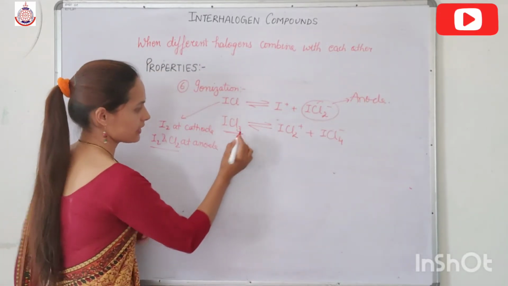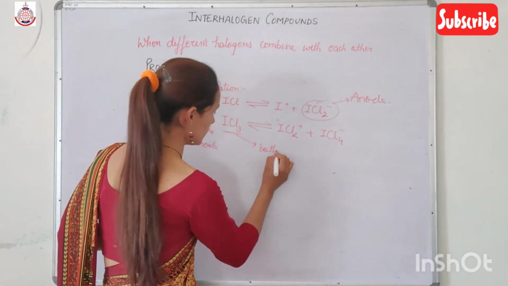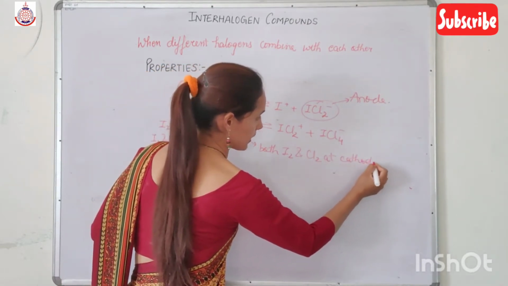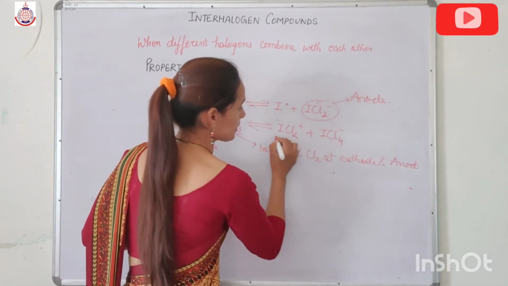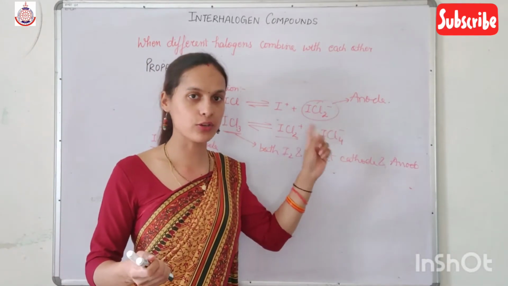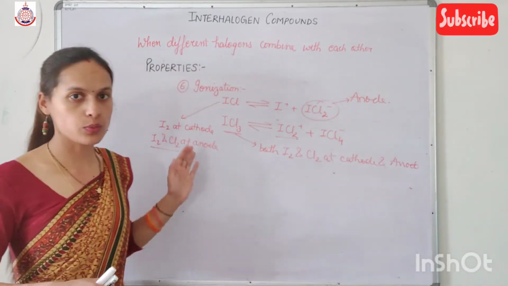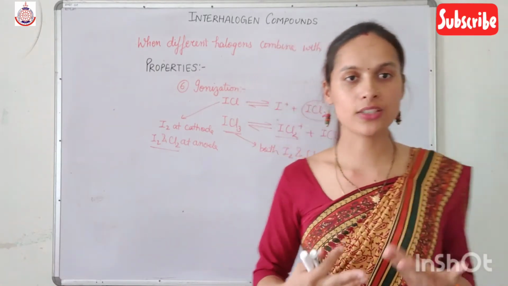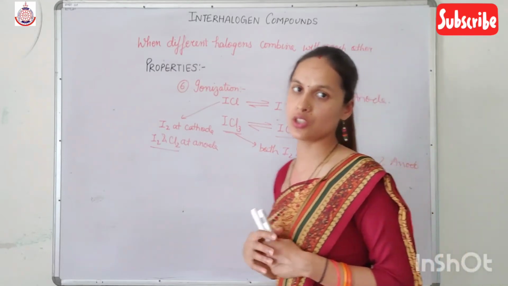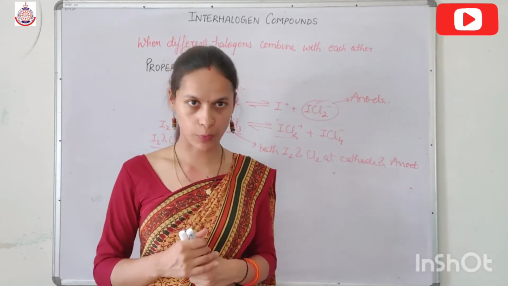And when we electrolyze the fused ICl3, then we get both iodine and chlorine at cathode and anode, because this ICl2+ goes towards the cathode, so we get I2 plus Cl2, and this ICl4- also goes towards the anode, we get I2 plus Cl2. So with the help of the electrolysis products, we get to know that the interhalogen compounds also undergo ionization when they are present in the fused state or in the solution form.